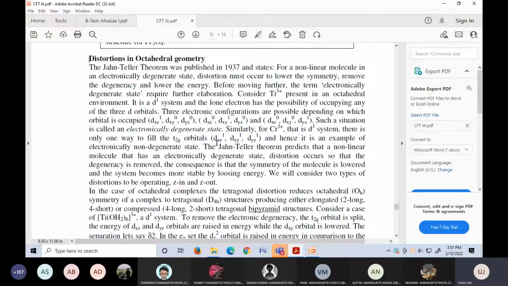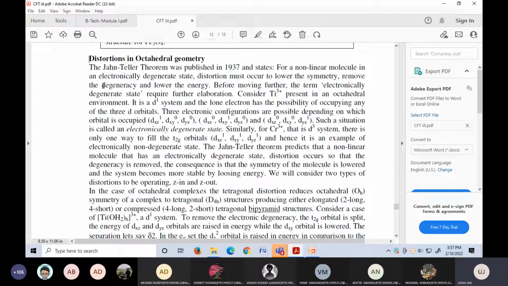Ma'am, in the previous case you told us that these are not degenerate, I mean dxz1, dxy0, and dyz0. Are they degenerate or not? Because in the text it is written that such a situation is called an electronically degenerate state. As it is containing one electron, dxz will face more repulsion, as you told, ma'am. So it will have a different energy from dyz. Yes, of course. So normally, what do we say? In the double case, we say that they are electronically degenerate, isn't it?